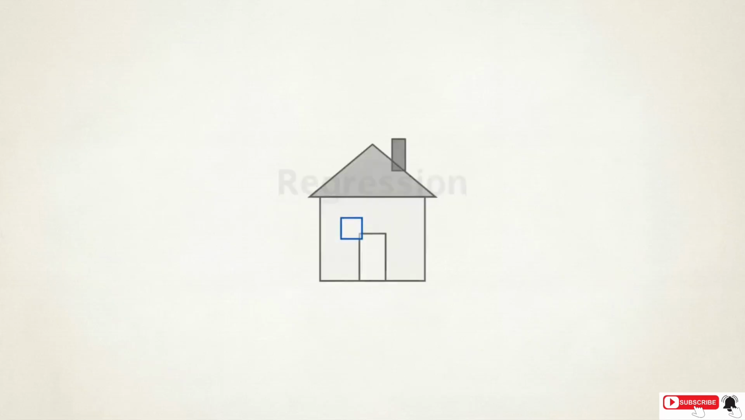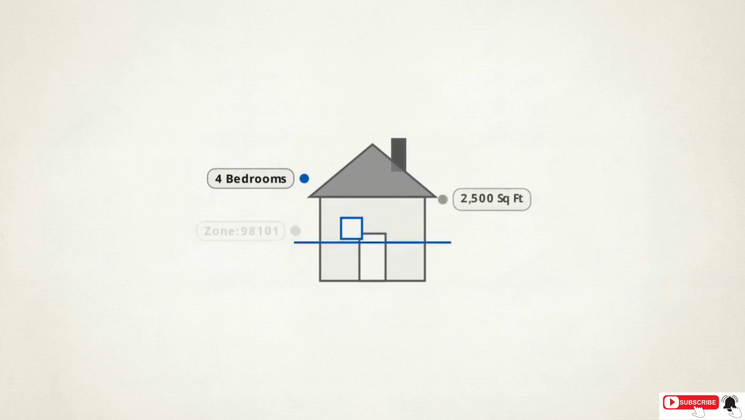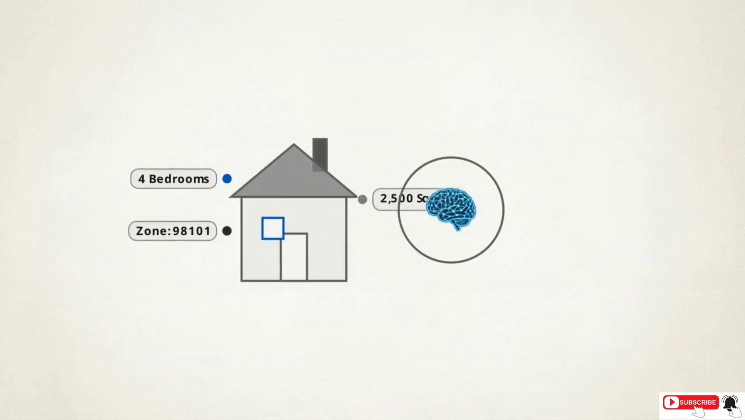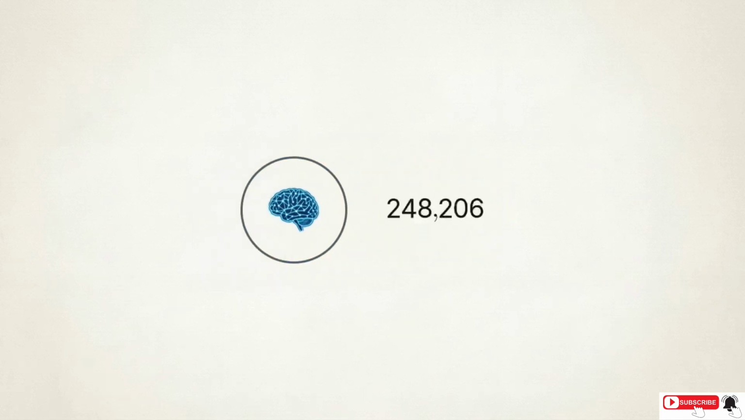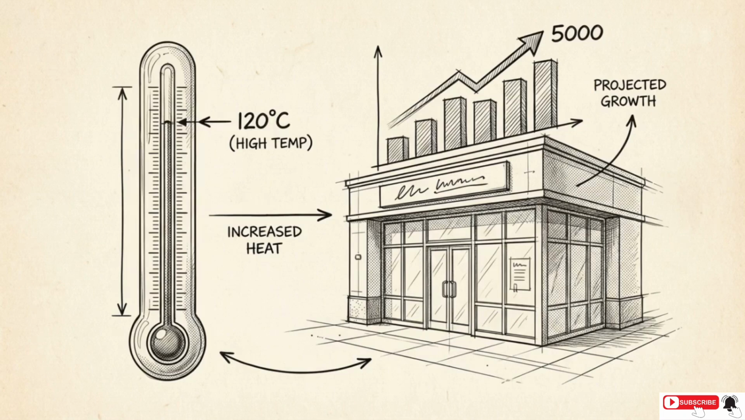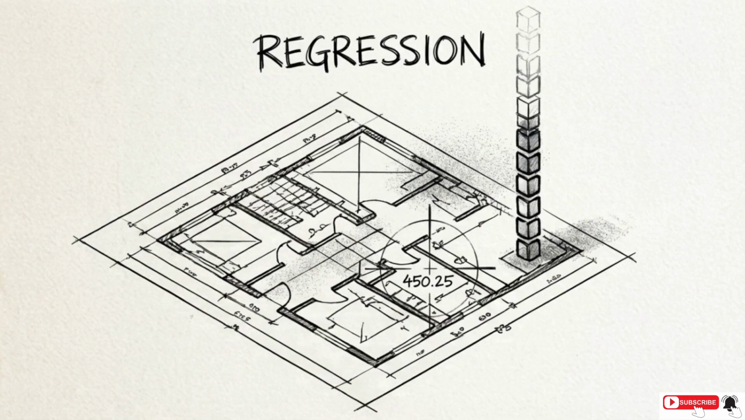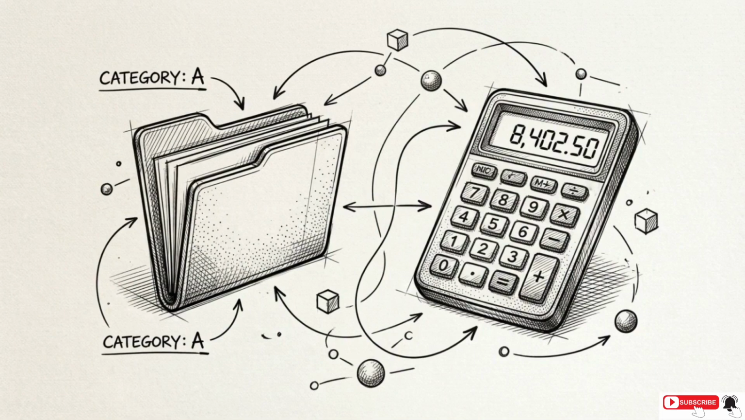Regression is different. You use this workload to predict a specific continuous number. If you have data on a house's size and location, a regression model analyzes those features to estimate a final sale price. You'll also see this when predicting tomorrow's temperature or forecasting a store's monthly sales volume. Your trigger words here are predict the value, estimate the amount, or forecast the number. The distinction is the output. Classification identifies which group an item belongs to, while regression calculates a specific numerical value.